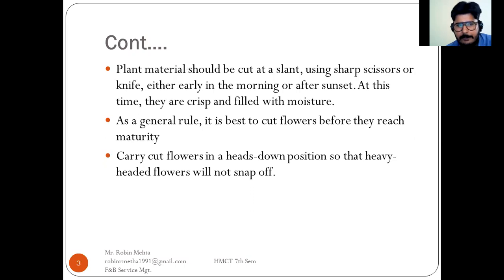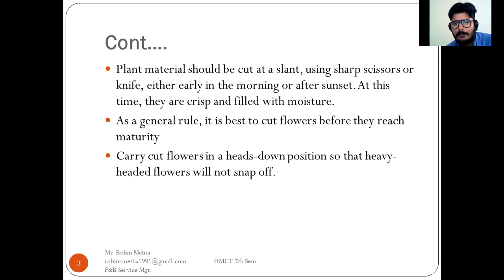In the third point, plant material should be cut at a slant using a sharp scissor or a knife, either early in the morning or after sunset. Whenever we are cutting the plants, we have to give a slant cut. We never cut the stems of that particular plant straight. And always use a sharp knife, sharp scissors, or whatever equipment you are using to cut that plant.